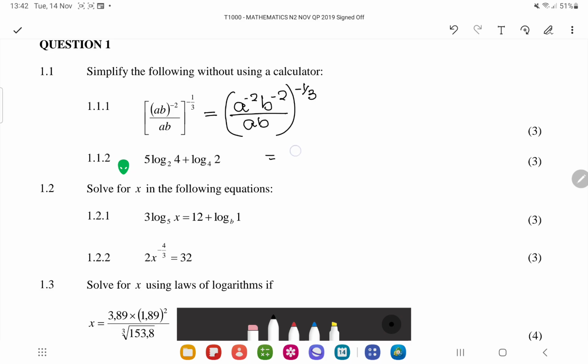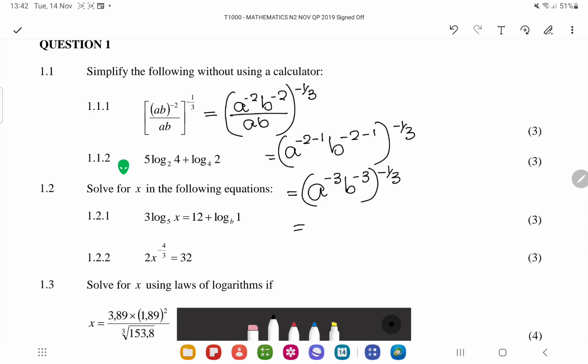when we divide the same base. When we divide the same base, we subtract the exponents. So this is what we have. Then we take it up, so that will be to the power -1/3. Then from here, we're going to say a^-3, then b^-3, then we have the power -1/3.